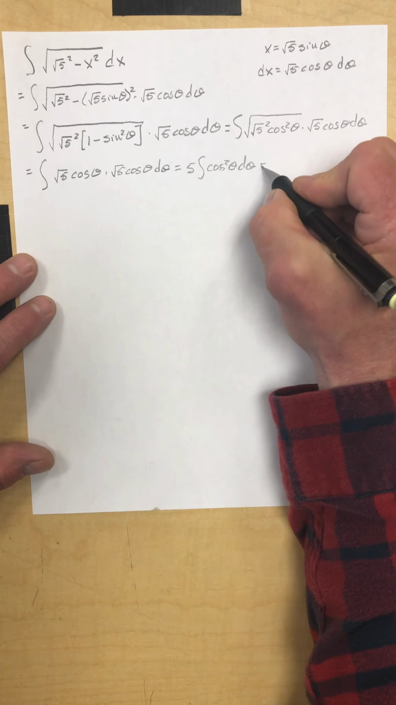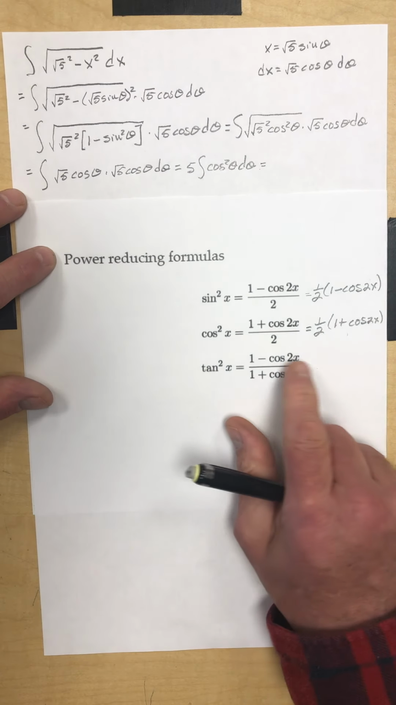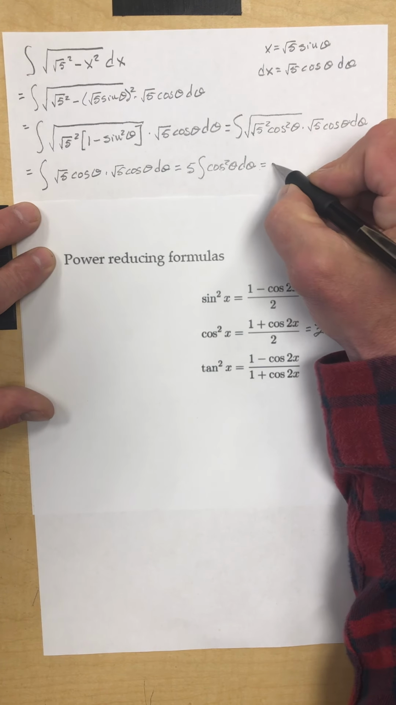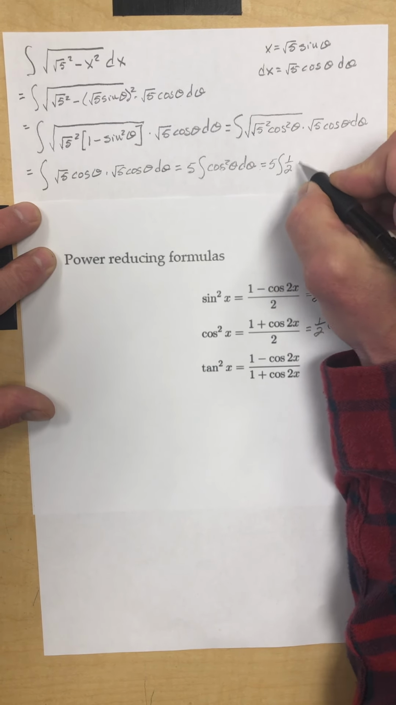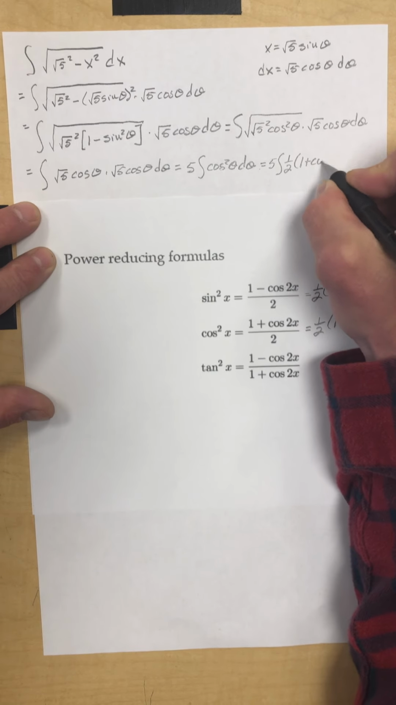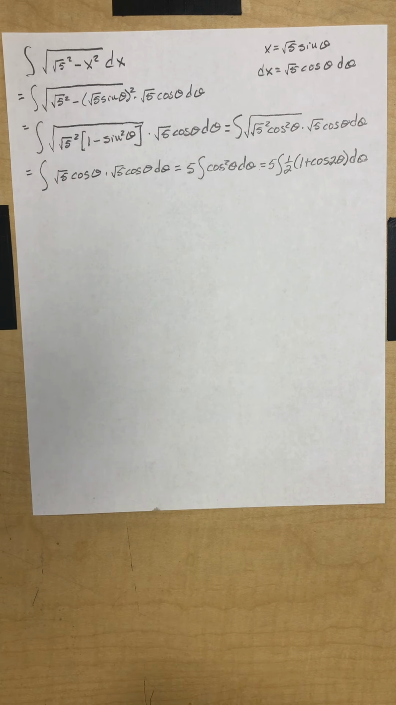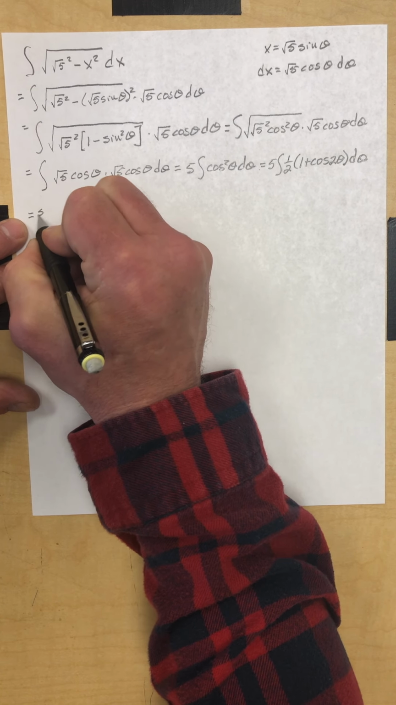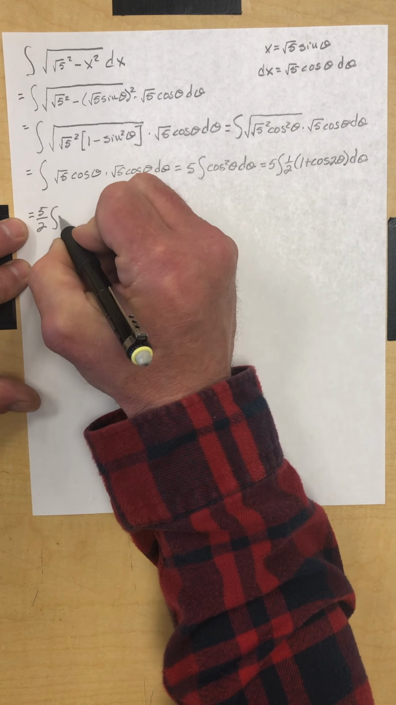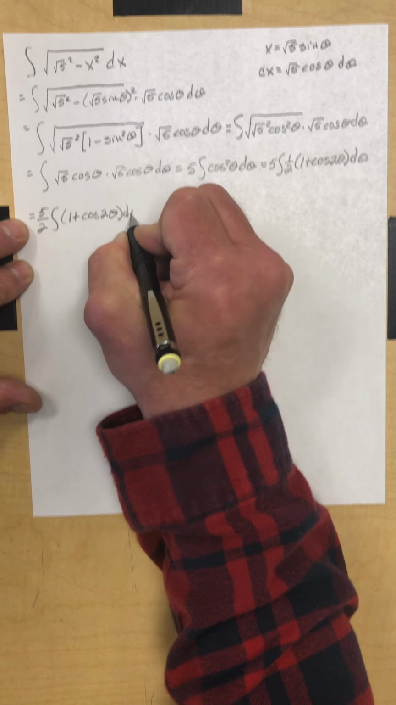Okay, and again, we know we're in that same situation where we can't integrate cosine squared of theta, so we go here to our power reducing formula, okay, and I make a substitution. Okay, so cosine squared of theta would be 1/2 times the quantity of 1 plus cosine of 2 theta d theta. Okay. All right, so let's see. We take that 1/2 out front, multiply it by the 5. So I got 5/2 out front. And I'm left with 1 plus cosine of 2 theta d theta.